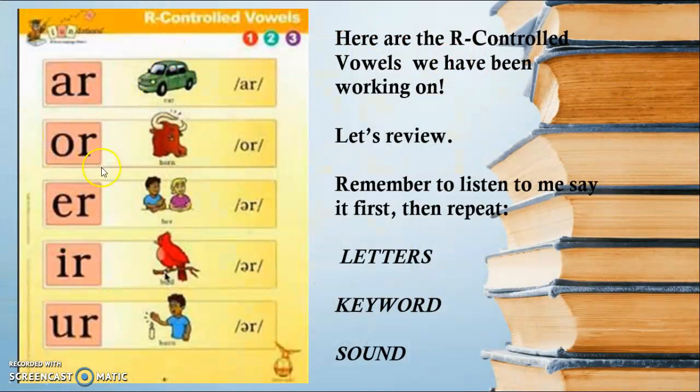R controlled vowels, let's start down here. We have OR, horn, or. We have IR, bird. And let's do UR, burn. Remember, ER, IR, UR all sound the same, right?